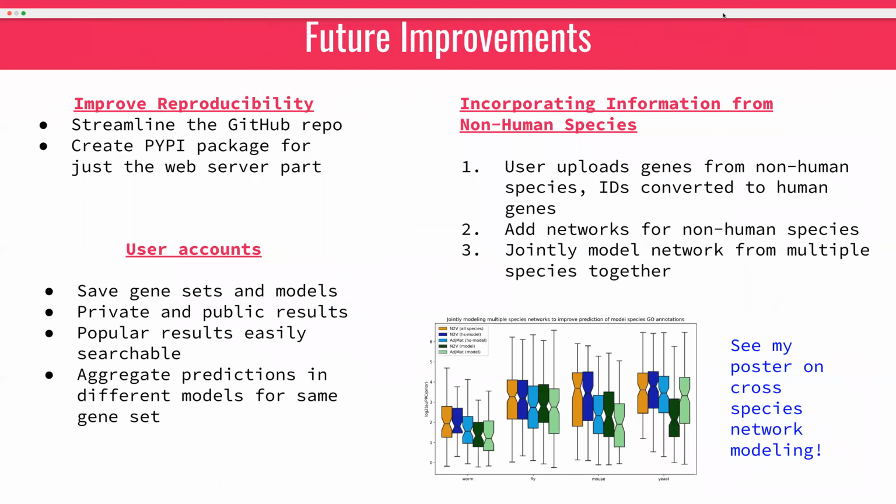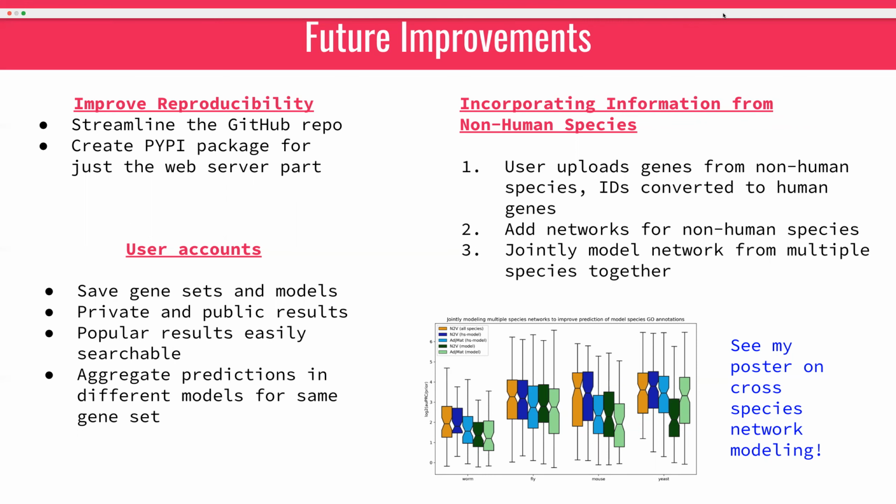So some future improvements are that we would improve the reproducibility. We want to streamline the GitHub repo, and maybe create a package for the web server part, separate from the actual code base. We'd like to add user accounts, so you can have private and public results. You can save important gene sets and models, and popular things could become easily searchable. And for really popular gene sets, maybe we can aggregate predictions across many different models and get better predictions for a given gene set.